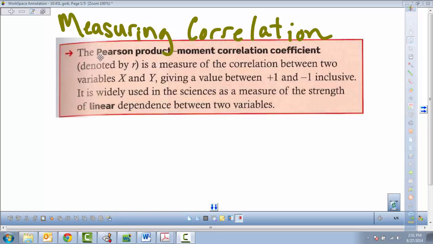Why we use R instead of P for Pearson, who knows? I really don't, and it's not that big of a deal, but just know that it's R. And it's measuring the correlation between X and Y, that is how closely linearly related they are, and we'll get a value between positive 1 and negative 1. Remember, a correlation of exactly 1 means it's a perfectly straight line.